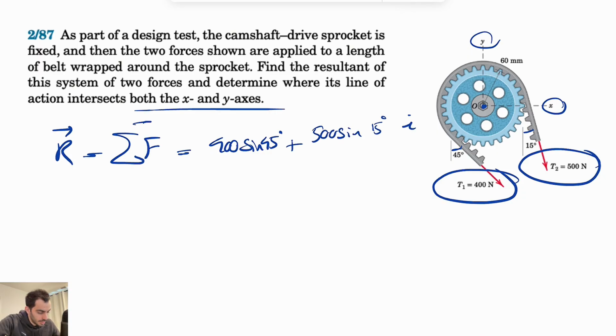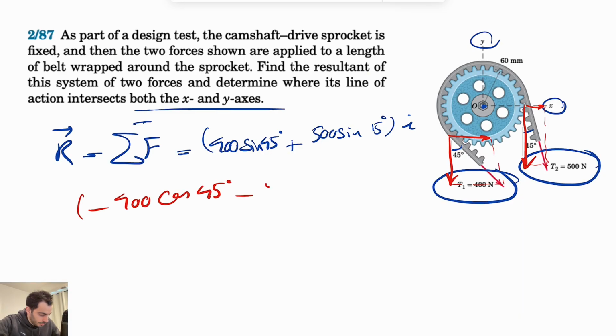For the y component, we can see they're both downward. If you just want to resolve these, this is x and y of the 500, this is the 400, and the last one is the 500. Since they're both downward, we get negative 400 cosine of 45 and negative 500 cosine of 15 degrees. That's going to be our j, and the unit is going to be newtons.